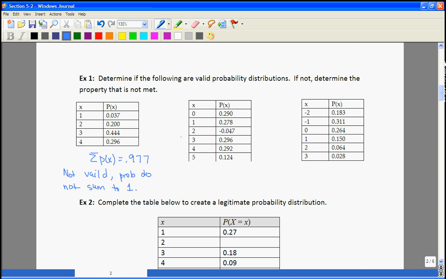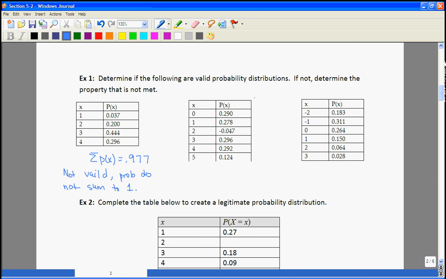Now, it will be okay if we got something like 0.9999998. That's considered close enough to 1. Or something like 1.00001. That's also considered close enough. And you'll get numbers like that because of rounding in the individual probabilities. But 0.977 is too far away, so that's not a valid probability distribution.